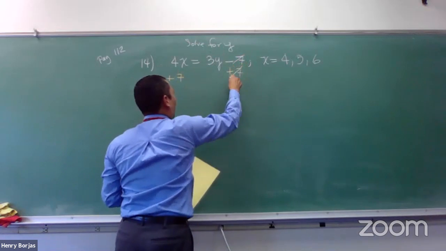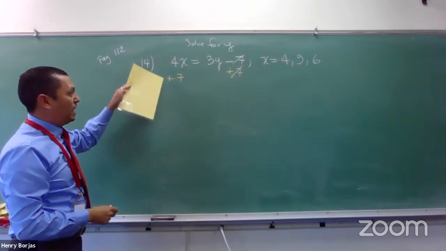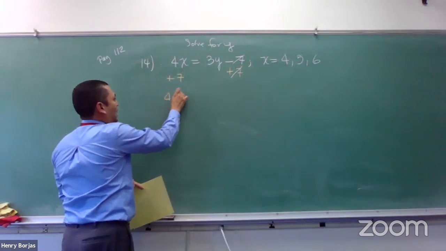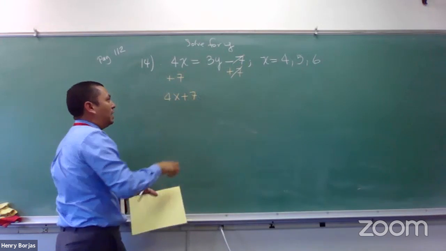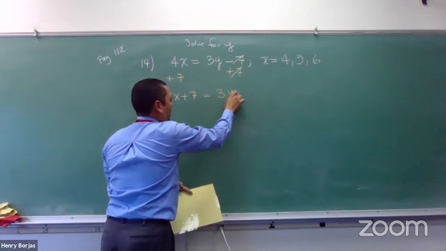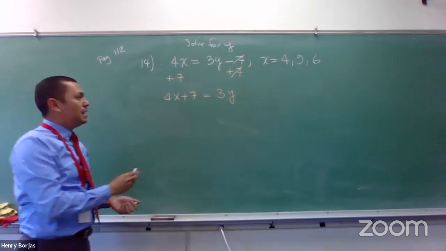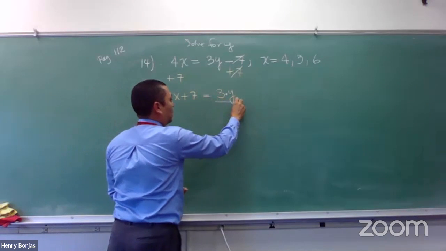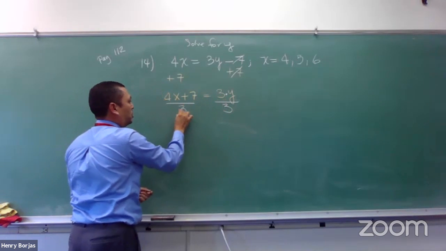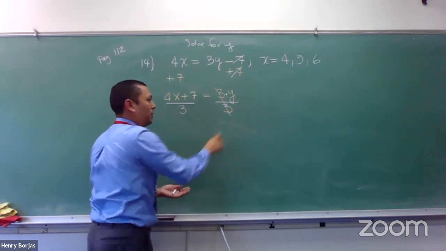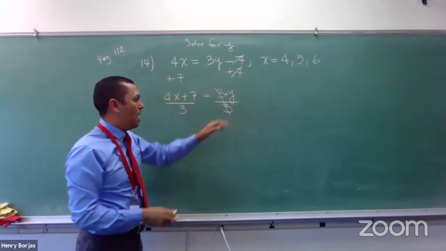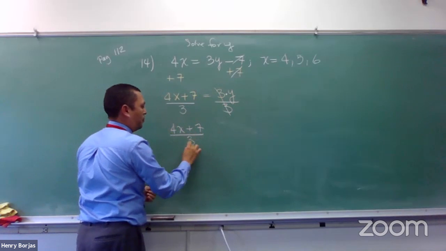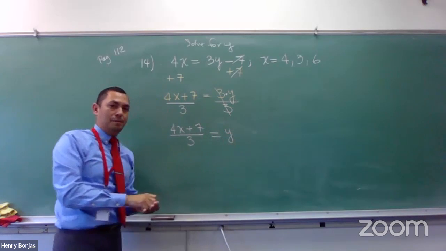Okay, then we cancel out the 7. I have 4x plus 7. They are not like terms. They are not similar. So I have 4x plus 7 is equal to 3y. Okay, now 3 is multiplying, so we're going to send it to divide. We're going to divide both sides of the equation, and 3 goes away. 3 divided by 3 is 1. So you have that 4x plus 7 over 3 is equal to y.